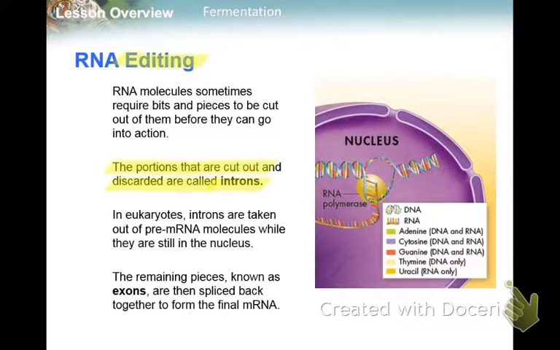These areas that are cut out and discarded are called introns. So the same chunk of DNA can be edited in different ways to produce different proteins. The portions that are cut out and discarded are called introns. They are said to interfere. That's why they're called introns. They interfere with the actual code.